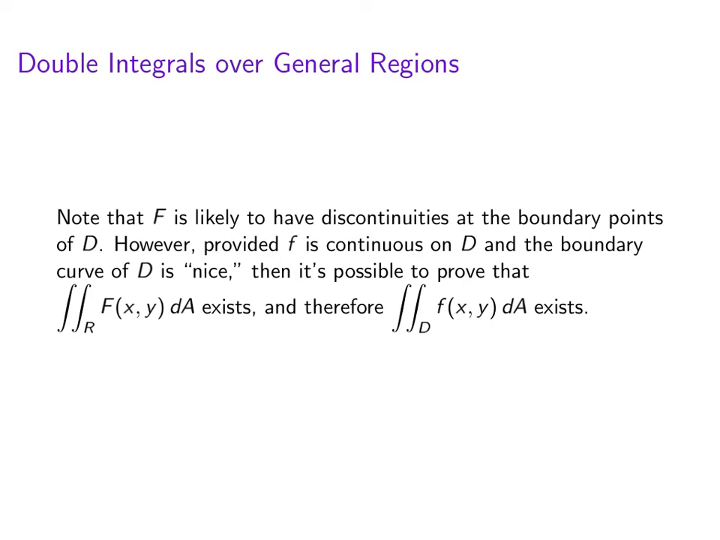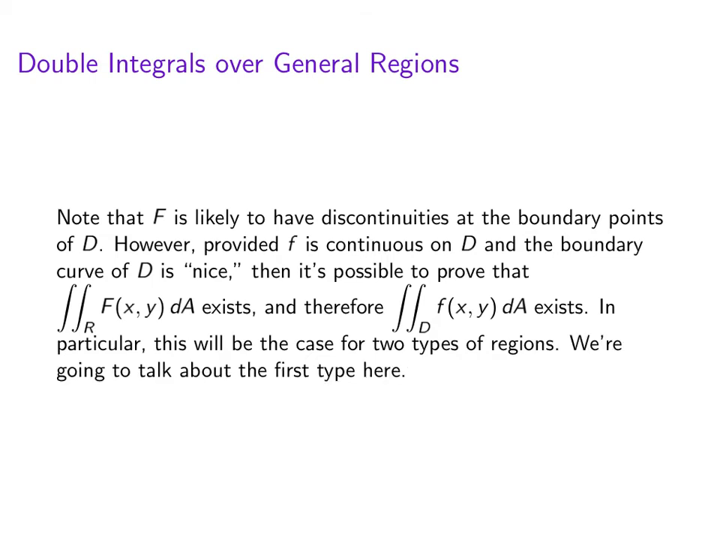But it's actually possible to prove, at least in an advanced calculus class, that as long as your function is continuous on D and that the boundary curve of D is nice, whatever that means, then you can prove that the double integral over R of big F exists, and therefore the double integral over D of little f also exists. And this is going to be the case for two types of regions. We're just going to talk about the first type here. Later on, we'll talk about the second type.